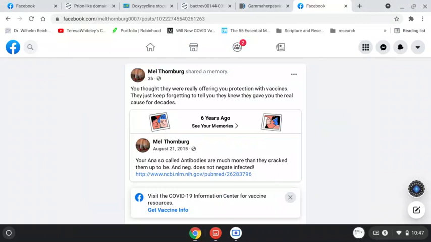Okay, you thought they were really offering you protection, and they just keep forgetting to tell you they knew, they gave you all the real cause for decades. And this post was from 6 years ago. Your so-called antibodies are much more than they cracked them up to be. And negative does not negate infected.